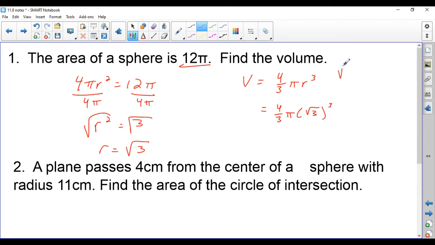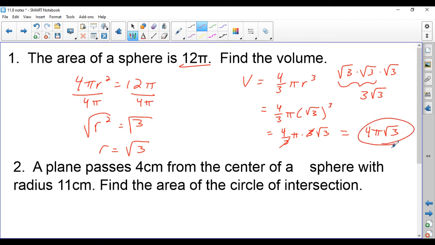Now, just think about this. When you have square root of 3 cubed, that's square root of 3 times square root of 3 times square root of 3. When I multiply 2 of those, I get 3, but I still have this third square root of 3. So when I multiply this together, I get 4/3 pi times 3 square root of 3. The 3 in the denominator and the 3 here cancel out, and my final answer is 4 pi square root of 3. That's an exact answer. Leave it in that form.